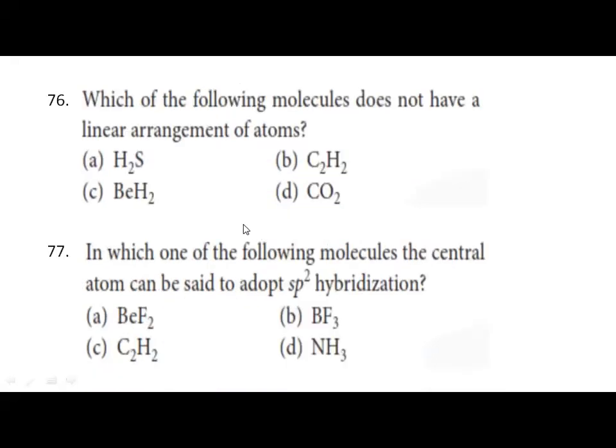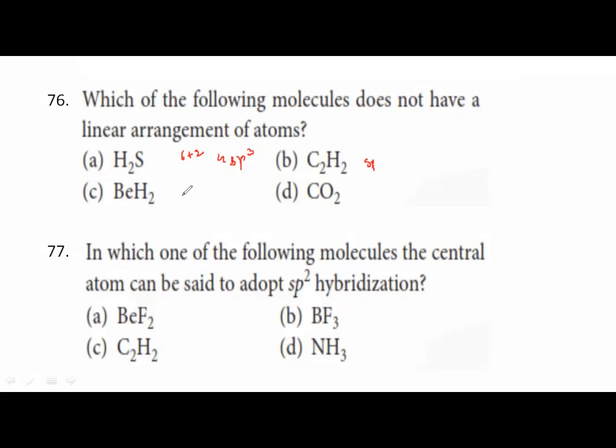Next question: which of the following molecules does not have a linear arrangement of atoms? For a linear arrangement of atoms, the hybridization should be sp with a bond angle of 180 degrees. CO2 is linear. For SO2, take half of valence electrons, 6 plus 2, it is 8, 8 by 2 is 4, so it is sp3. C2H2, we have just seen it is sp, and it is linear.